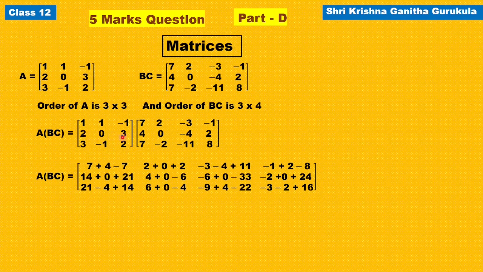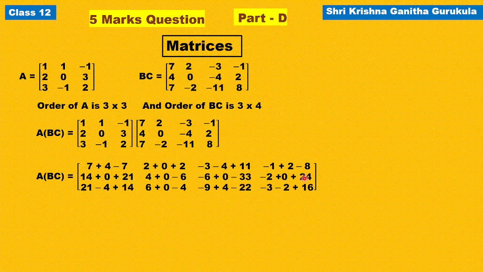Now second row with third column. So it is 2 into minus 3 is minus 6. 0 into minus 4 is 0. Then 3 into minus 11 is minus 33. Now we'll be considering second row with the fourth column. 2 into minus 1 is minus 2. Then 0 into 2 is 0. Then 3 into 8 is 24. So it is minus 2 plus 0 plus 24.